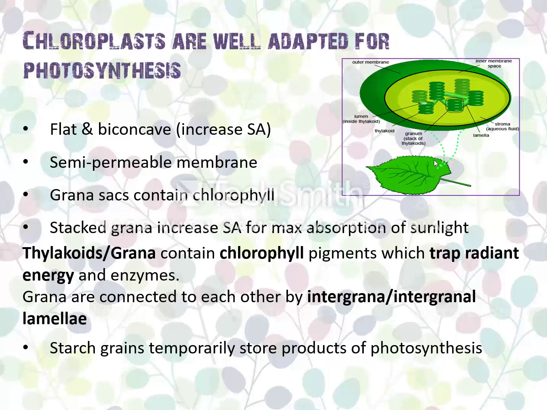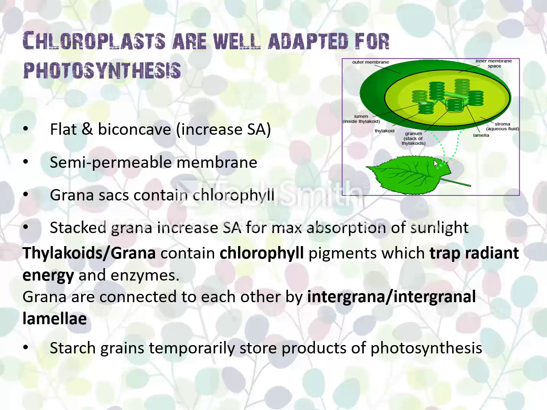Therefore, obviously sunlight, radiant energy, is one of the requirements as well for photosynthesis to occur. It's also a catalyst. And so if it has a larger surface area, it's going to have more efficient, more effective photosynthesis.